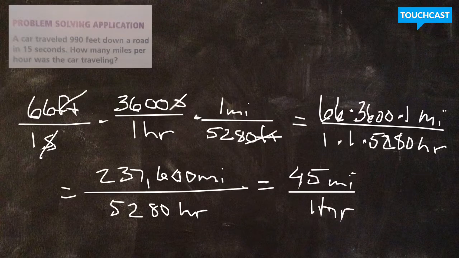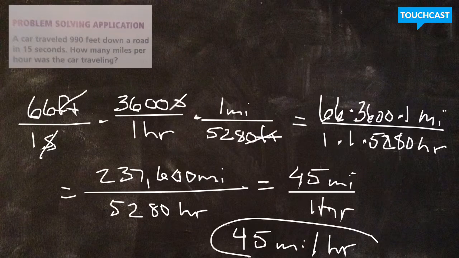So how fast was the car traveling? The car was traveling 45 miles per hour. That wraps up example 3. Let's move on to our next example.